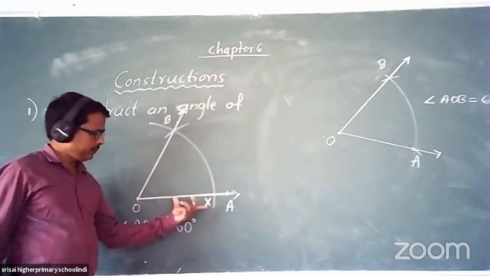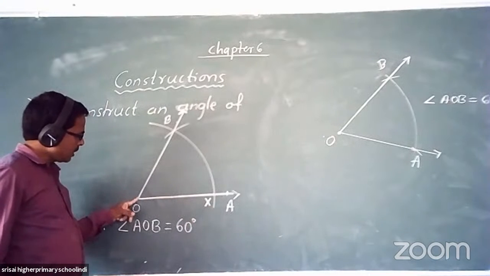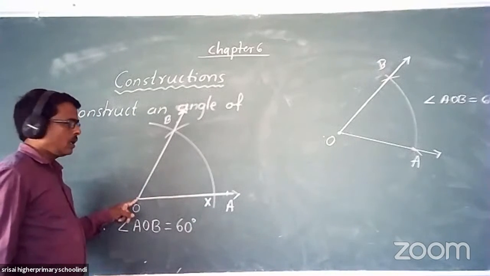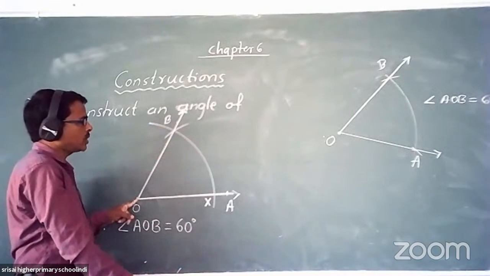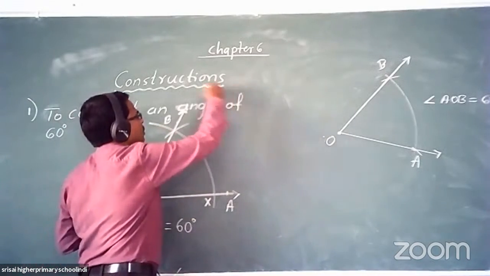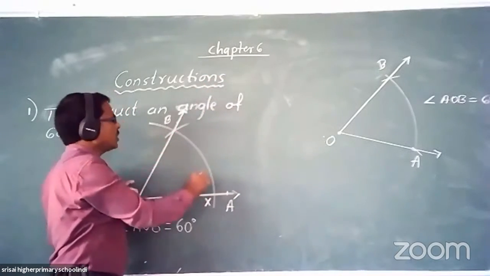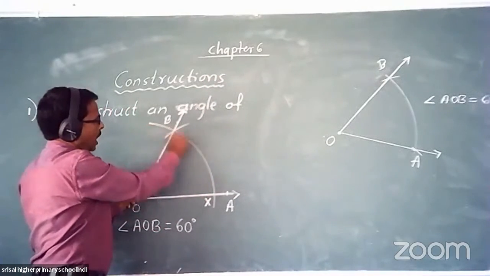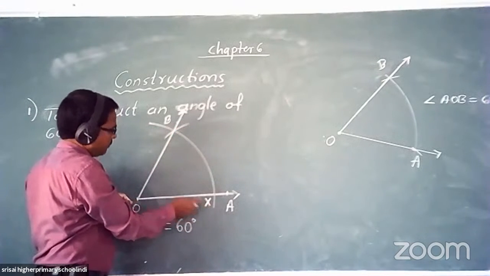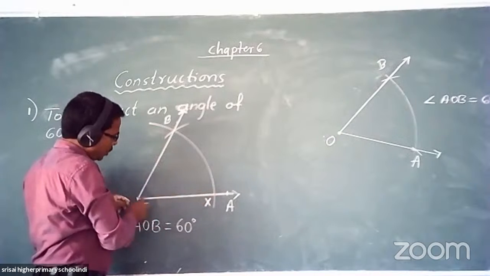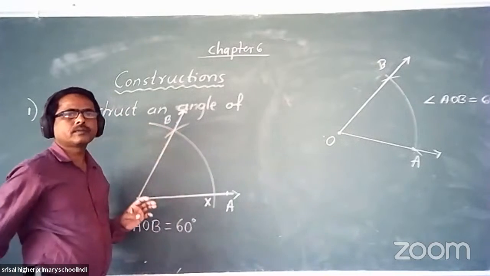Draw a ray OA. Keep the fixed arm of the compass on O. Draw an arc with suitable radius. What is the meaning of suitable radius? If you increase this much, it goes out of this line. Suitable radius. You draw an arc. Let this arc cut OA at X.